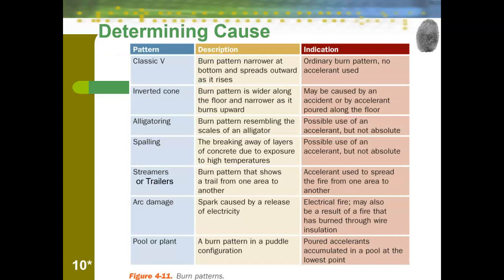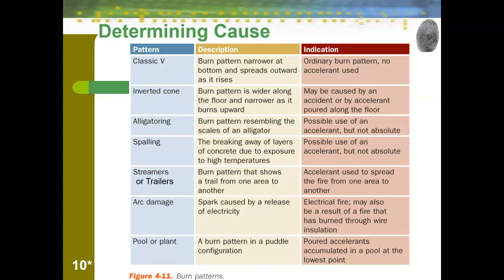So when it comes to determining the cause of the fire, they are going to want to look for patterns that the fire makes. Depending on what happened, fire actually makes different patterns. This is something you probably didn't know. So fire can make different patterns depending on what caused that fire. You are responsible for knowing these patterns, descriptions, and indications.